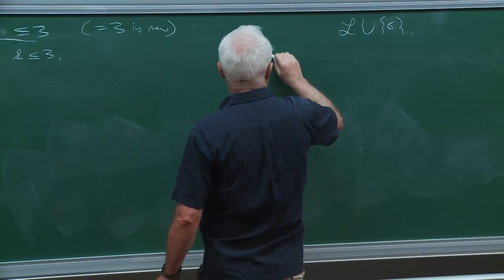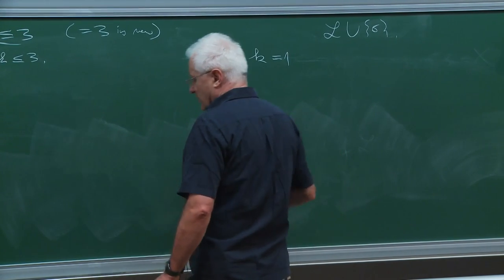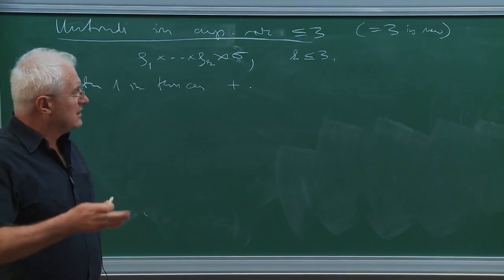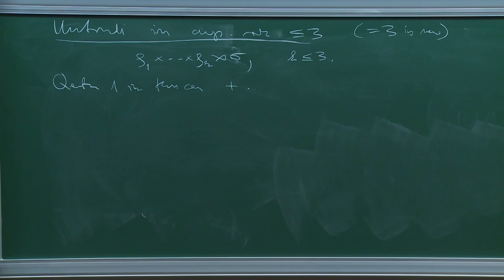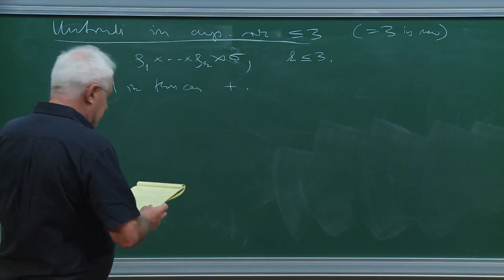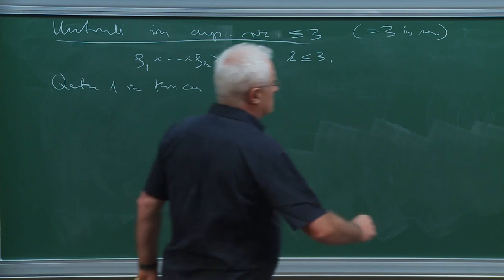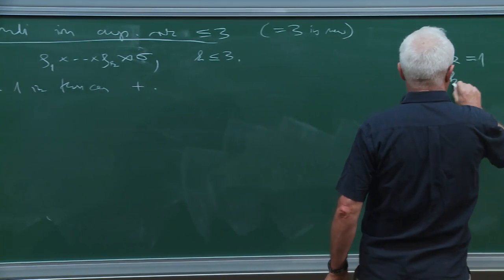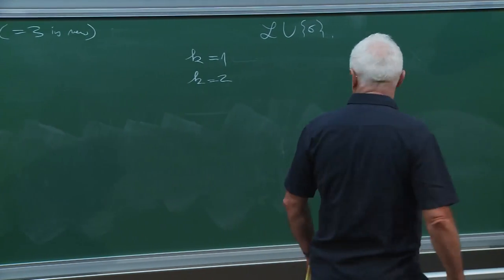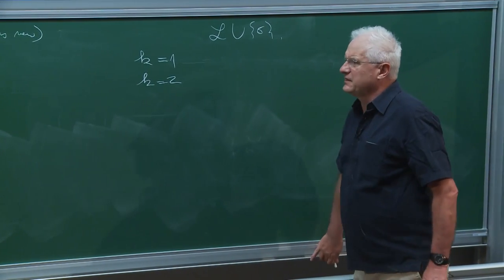The case k equal 1 is obvious, I will not write it, and this is well known. You have unitarity up to the first reducibility point, and that's that. So the case k equal 2 is very simple, although the proof is not completely trivial.